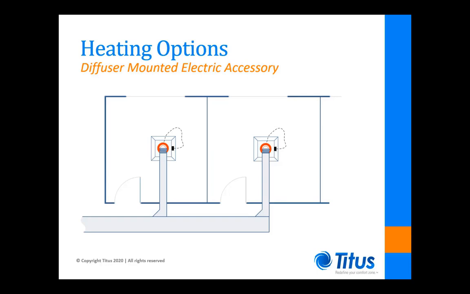For smaller buildings or retrofit applications, diffuser-mounted electric heater coils can be used. These heaters are energized by the VAV diffuser integrated controls, so no additional thermostats or programming are required. Heating capacities of up to 2 kilowatts are available.